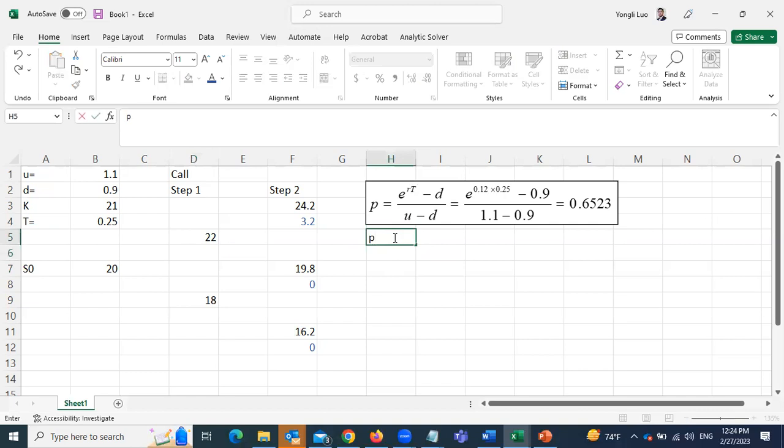Okay, so P equals 0.6523. So what is that price? It is equal to 0.6523 times 3.2 plus (1 minus the risk neutral probability) times 0. Okay, is that done?